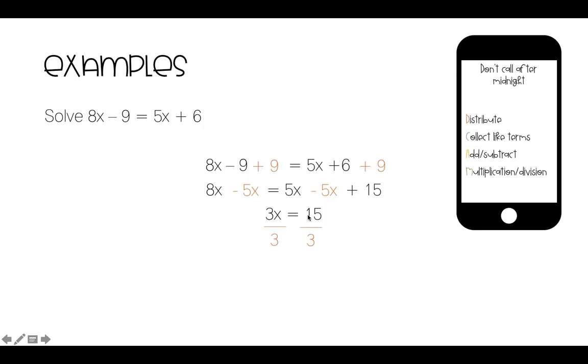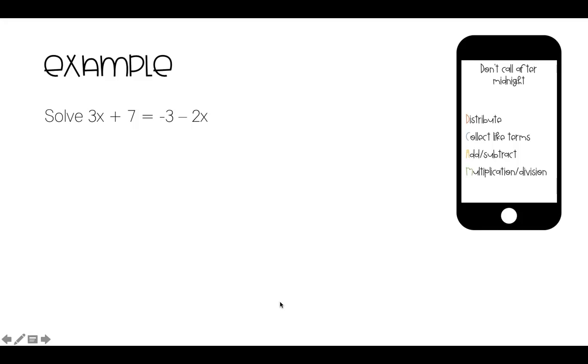And then we're going to divide them both by 3, because now we're looking in our multiplication and division section. So we're going to deal with our multiplication of 3x by dividing both by 3. So x equals 5. Okay, so have a pause, come back, and we'll work this together, but try it on your own first.